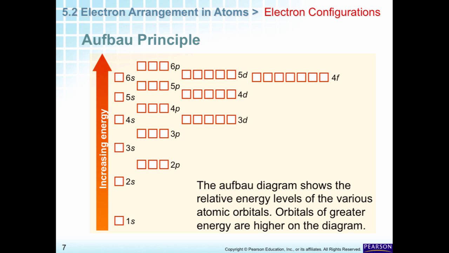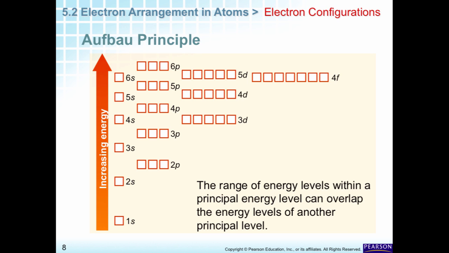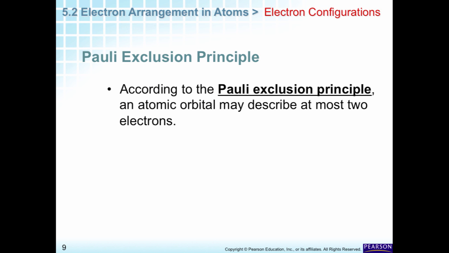So, as I said, the Aufbau diagram shows the relative energy levels of various atomic orbitals. Orbitals of greater energy are higher on the diagram. And we have some overlap, which I explained previously. All right, the Pauli exclusion principle says an atomic orbital may only have 2 electrons. We mentioned that earlier in section 1.